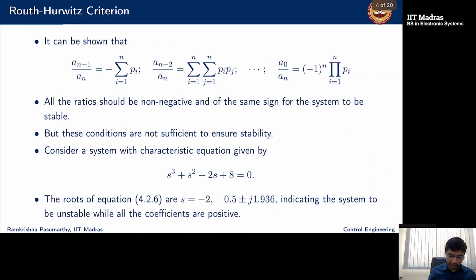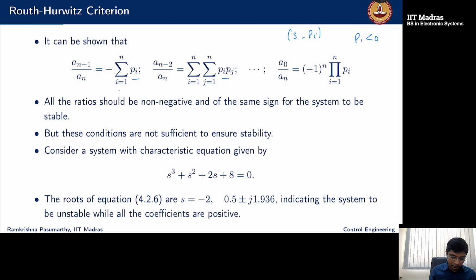Okay, so why do we say that all the coefficients must be positive or of the same sign? I'm interested in the signs of the p_i and so on. So all these p_i's, if I write it in the form of s minus p_i, my p_i should be less than zero for the system to be stable.